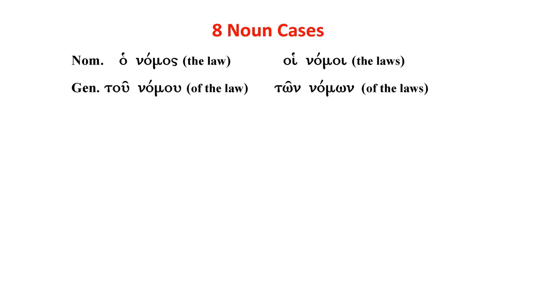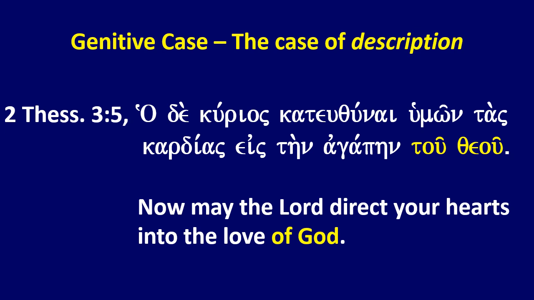Moving on from the nominative case now to the genitive case, we see again that ho nomos in the nominative case form actually occurs in a different spelling in Greek, tou nomou, and thus we would translate it differently in English as of the law, or whatever the noun is, you would just simply add of if you were translating this. And the genitive case is what's called the case of description.